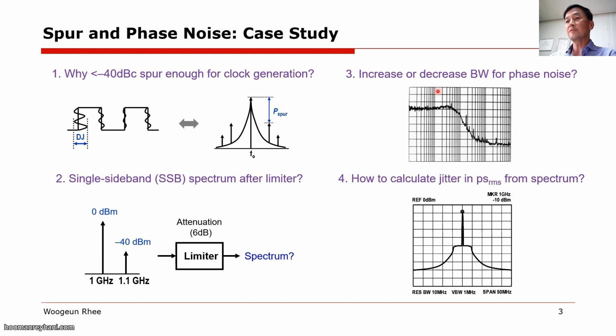And then from this single phase noise plot, can we tell whether we need to increase or decrease the PLL bandwidth for better optimum phase noise performance? And then from a single screenshot of the spectrum, can we calculate RMS jitter in picoseconds? So those will be discussed during the course.